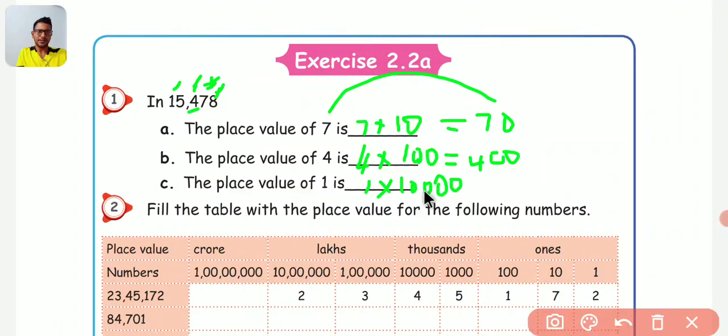Okay, 1 cross 10,000, 10,000. The place value of 1 is 10,000. I hope you understand. Yes.